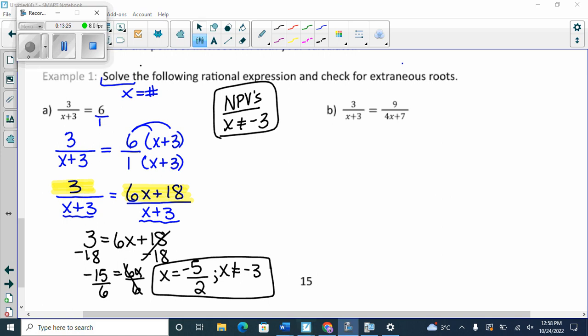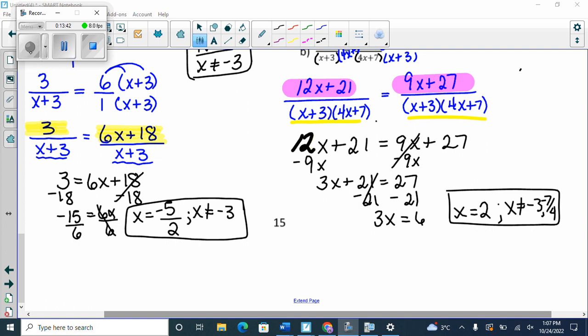This one has a denominator of x plus 3 and 4x plus 7. Are they anywhere alike? So what do you do? How do you make a common denominator with two binomials that have nothing in common? Times them by each other. It's exactly what you do. So try this one out. Okay. So we have x equals 2 and x can't equal -3 and -7/4.